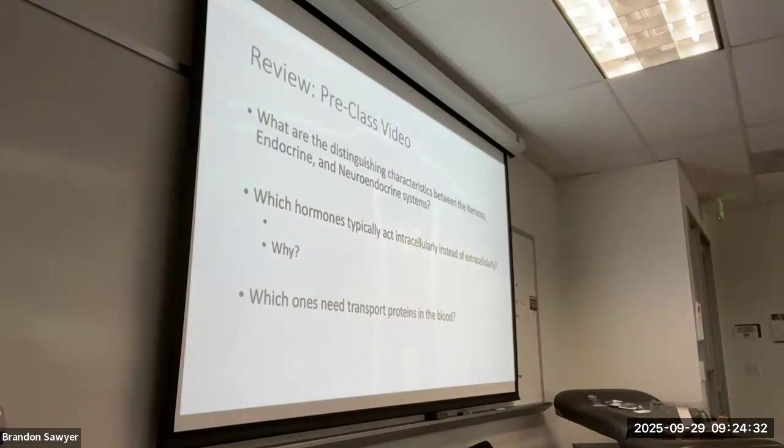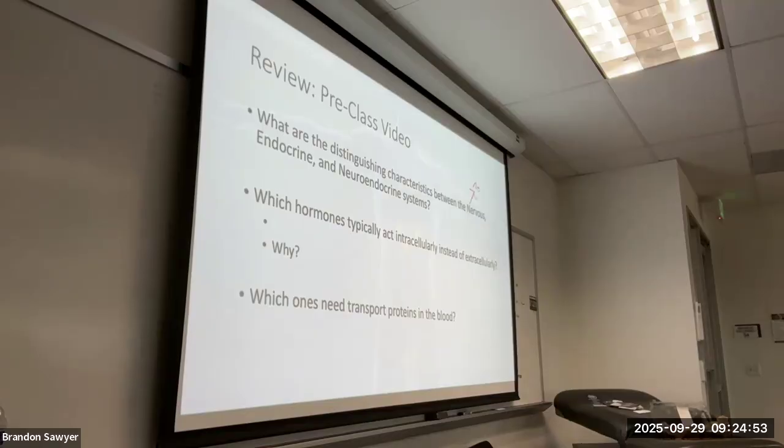All right, let's go ahead and come back together here. We can work through some of this together. So we've got these three control mechanisms, right? Nervous, endocrine, neuroendocrine. The first thing that distinguishes them is the type of cell that releases the chemical. So in the nervous system, what is that type of cell? Neuron, okay, I got that.